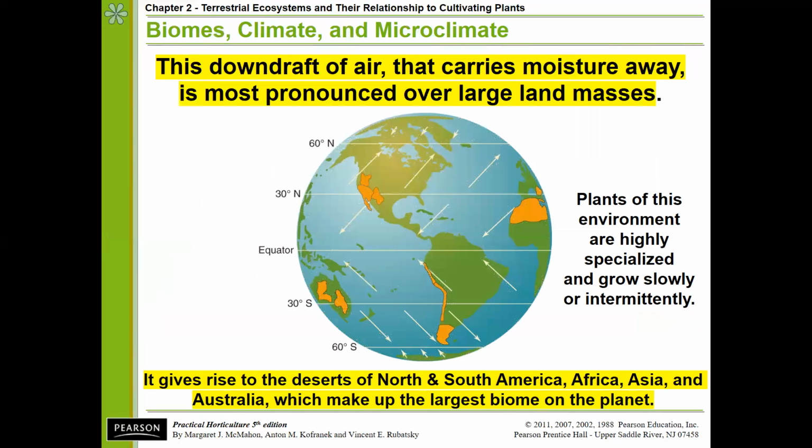We also talked about how wind, really the movement of air in the environment, can have significant effects on climate over particular areas, especially where downdrafts are carrying moisture away, and in these cases, creating large deserts.